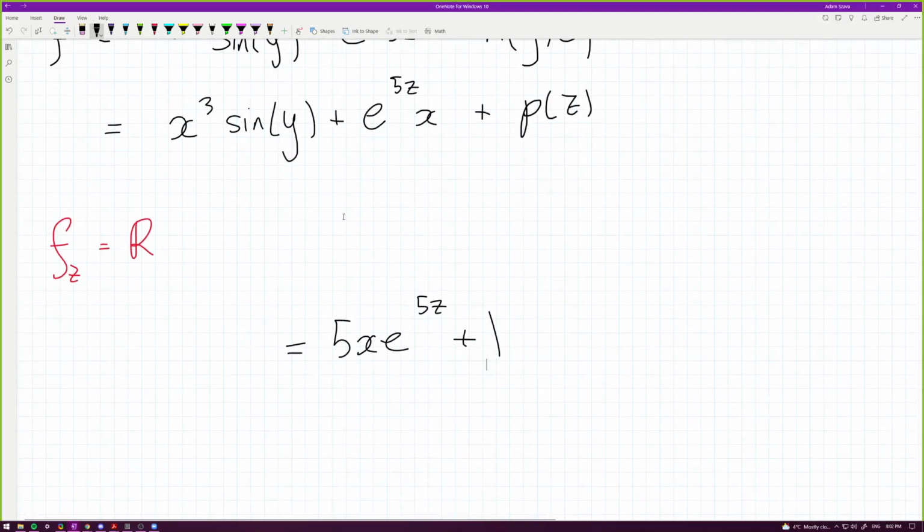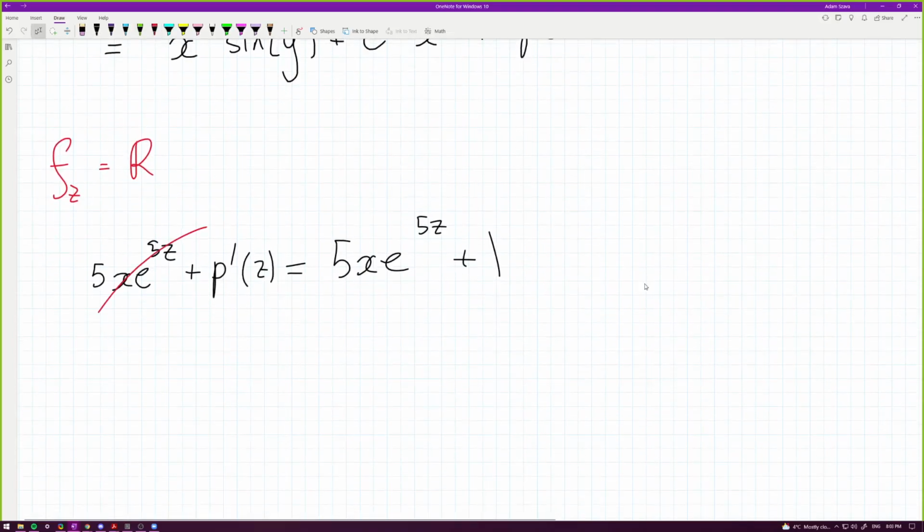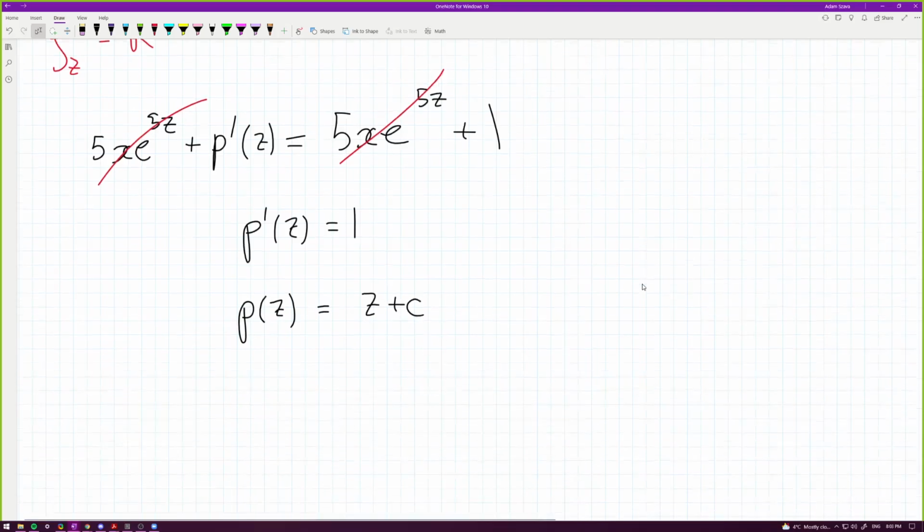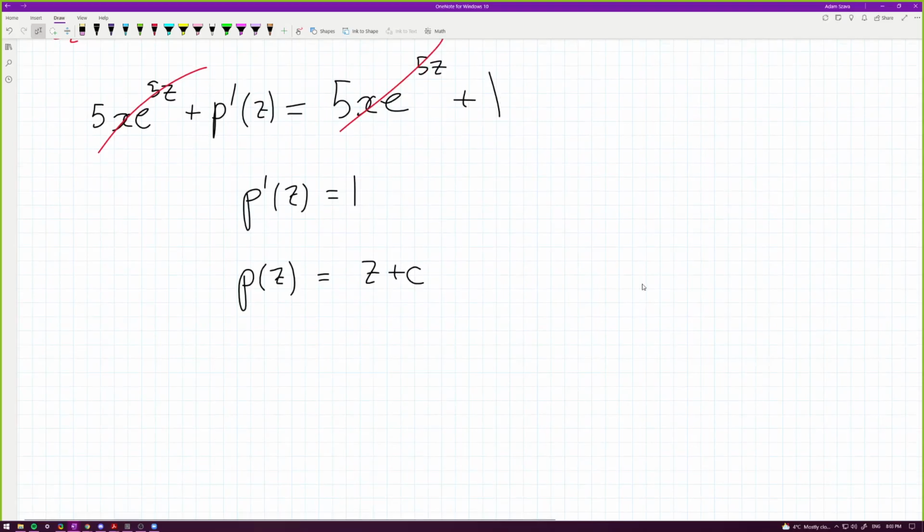And fz, well, we just take the derivative of this with respect to z. And all that's actually going to be is p prime of z. Oh, that's not true. Never mind. Sorry, there's another term there. So that term cancels out, and it's going to be 5x e to the 5z plus p prime of z. And from here, we can just see that p prime of z equals 1. So integrate with respect to z, we get just p of z is equal to z plus c. And that's just a c now. It's just a regular integral here.